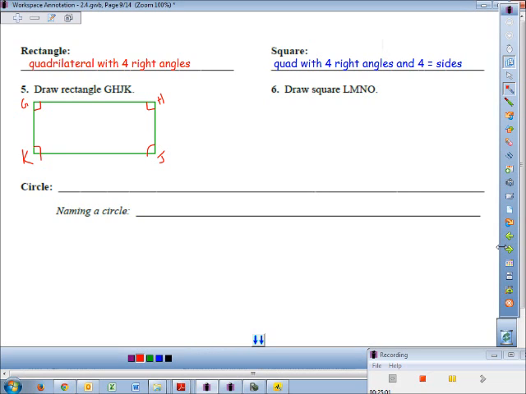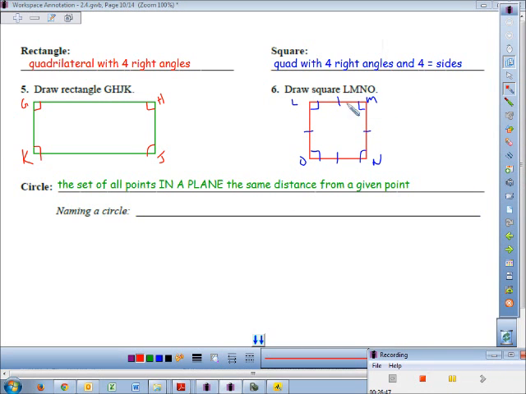I guess I forgot to put the GHJK in my previous picture. Make sure you had the GHJK in your picture, because they said draw rectangle GHJK. So a square is a quadrilateral with 4 right angles and 4 equal sides. Then draw square element O. Element O. So there's our square element O, 4 right angles and 4 equal sides.